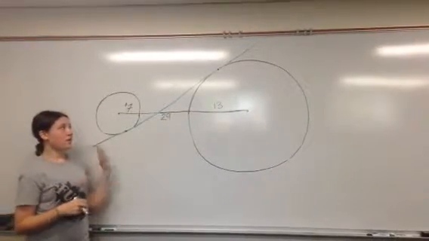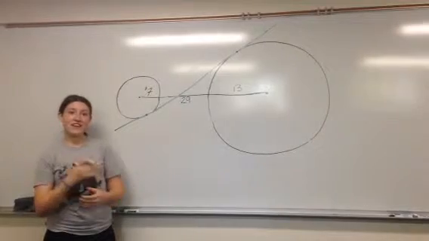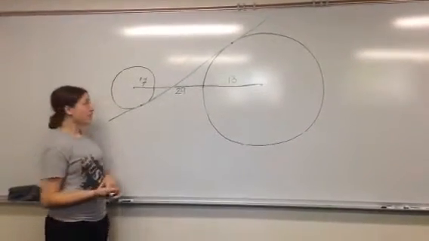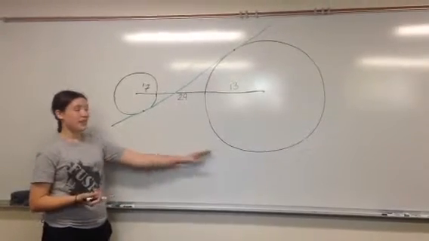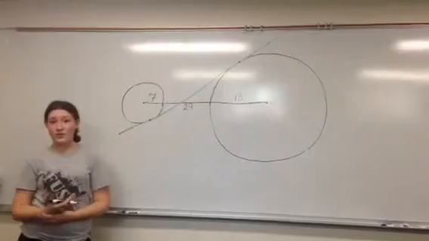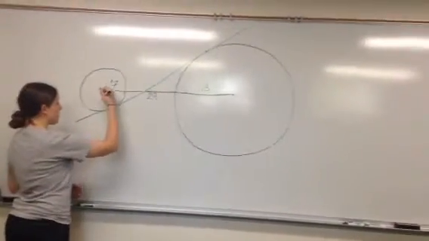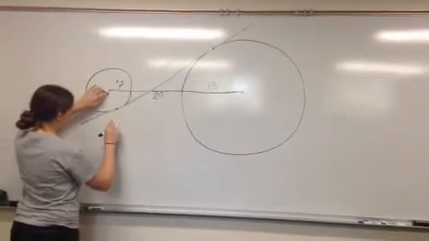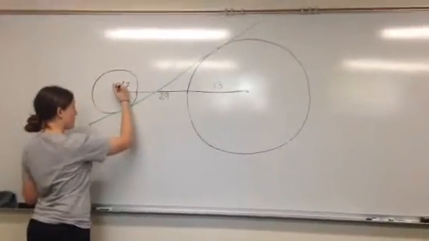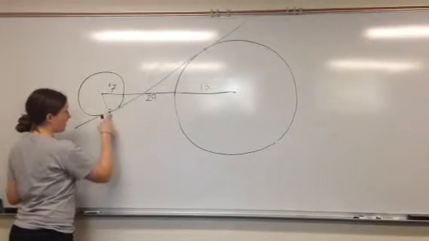So how we're going to go about doing this is really just add some more lines, try and see what we can figure out until we have something we can work with. Because right now we don't have any measurements we can really figure out or give a value to. So I'm going to start by extending a line from the radius of this circle to the tangent line that'll be perpendicular to that tangent line. So that makes a right angle.